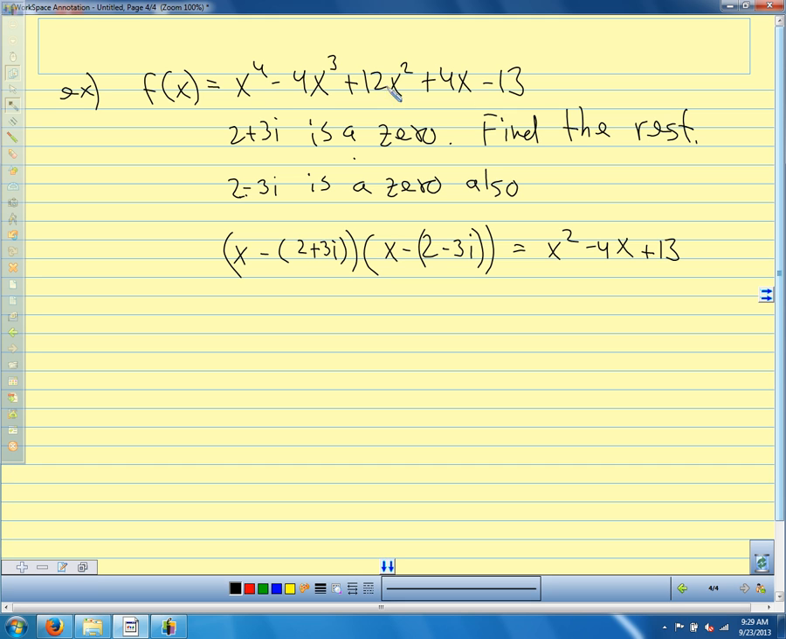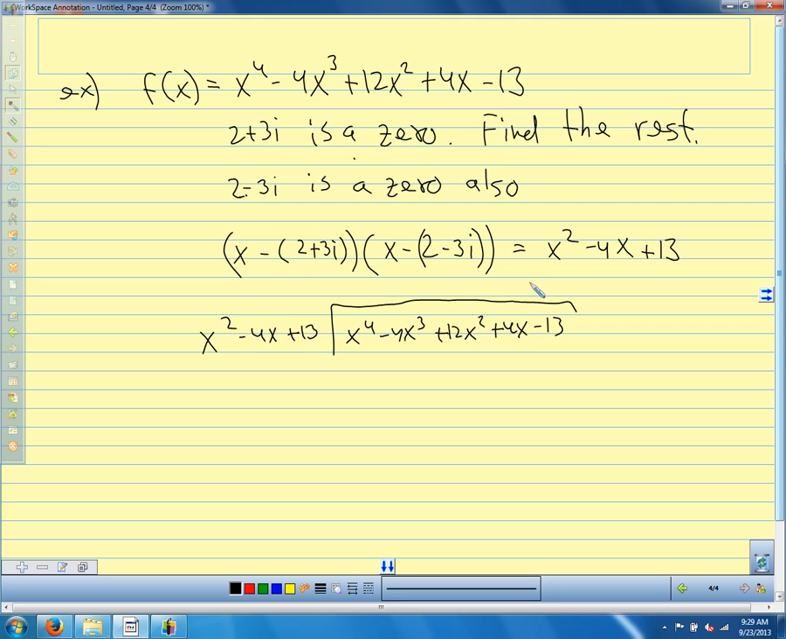So when I divide this polynomial by this polynomial, I have to get a remainder of 0. When I divide a 4th degree polynomial by a 2nd degree polynomial, I'm left with a 2nd degree polynomial. So I would write x squared minus 4x plus 13, x to the 4th minus 4x third plus 12x squared plus 4x minus 13. Do the long division. I have to use long division here because I have a three-term polynomial. Then look for the roots of whatever I'm left with when I do long division.